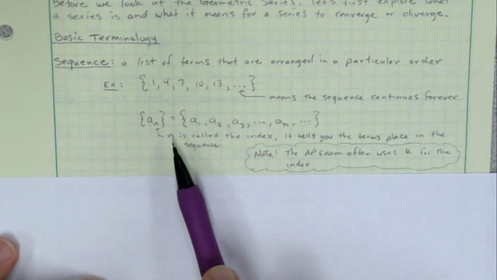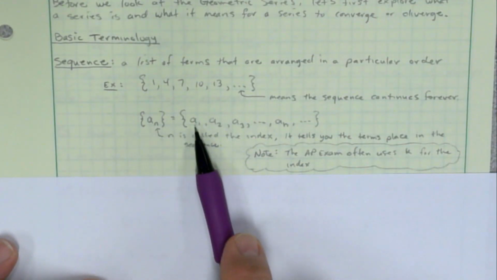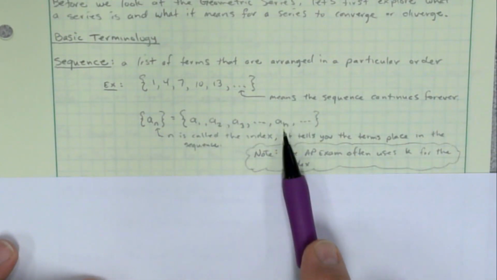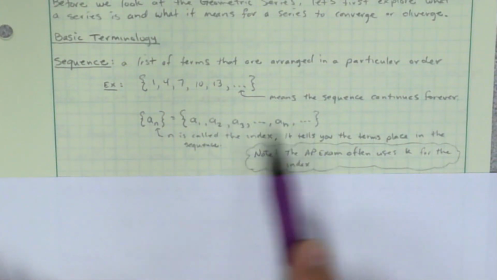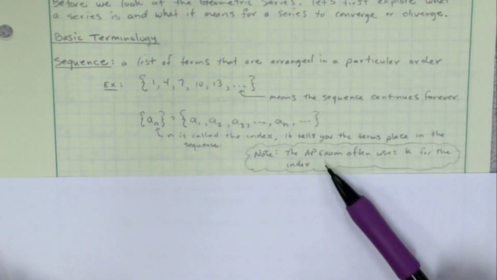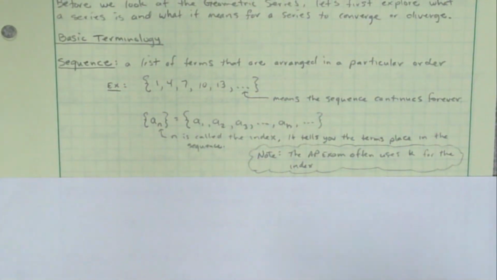n is called the index. It tells you the term's place in the sequence. So a1 would be the first term, a2 would be the second, and so forth. a sub n is considered the general term, the form that all the other terms follow. The AP exam often uses k for this index instead of n, so be prepared. n, k, m, it doesn't matter which letter they use for the index.